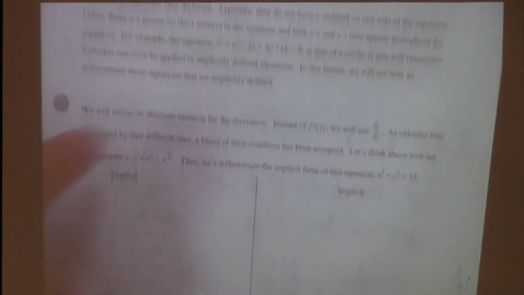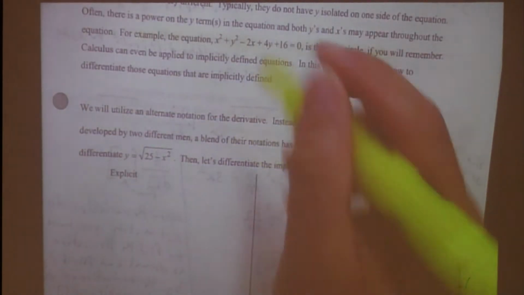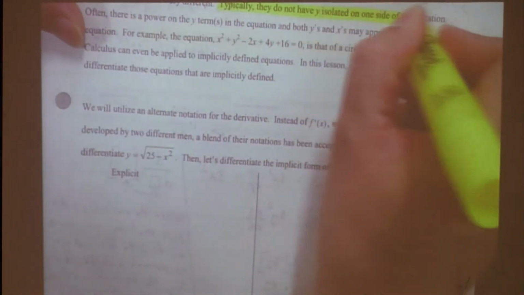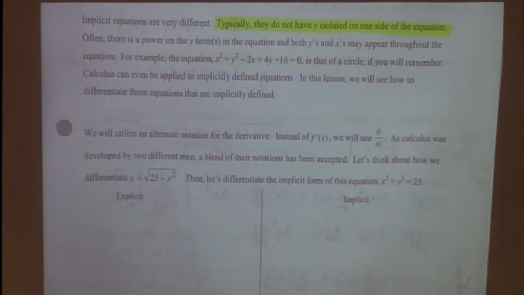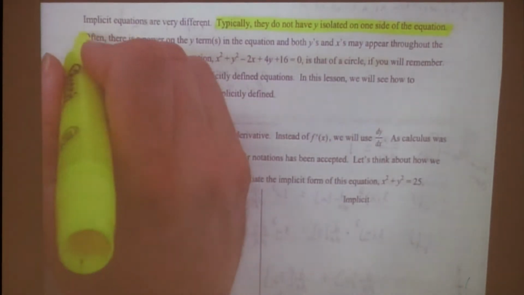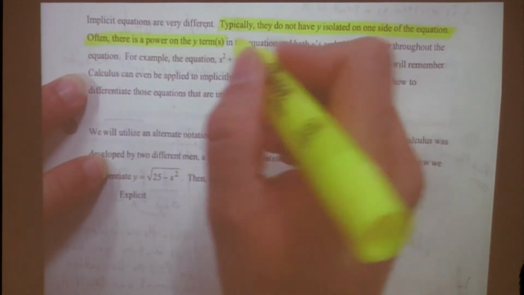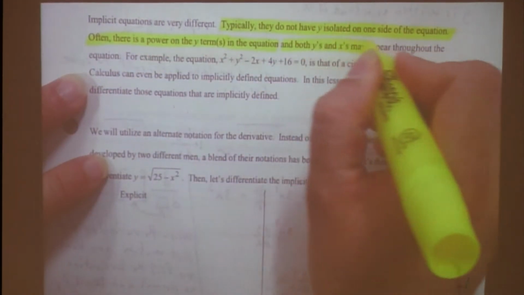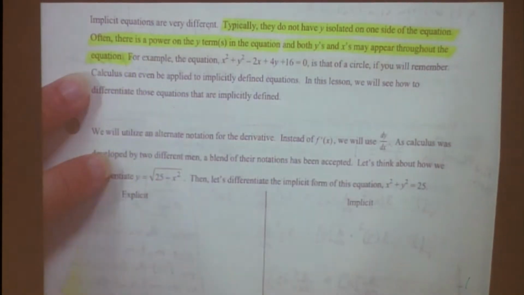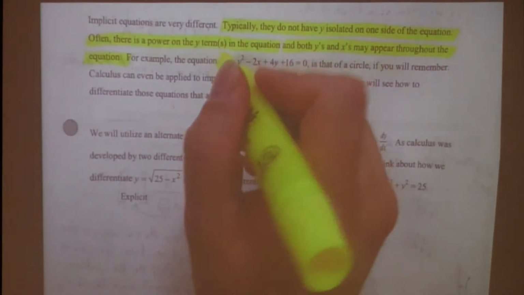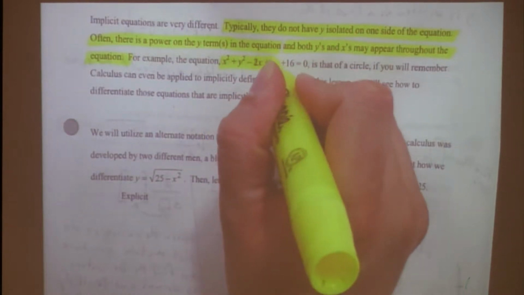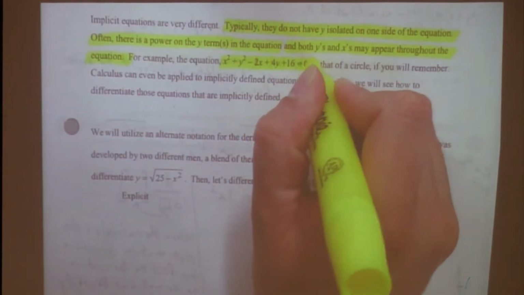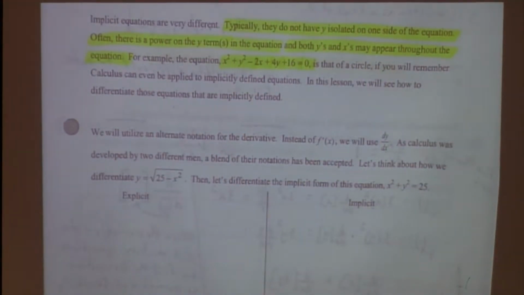Implicit equations are very different, right? Typically, they do not have y isolated on one side of the equation, okay? And often there is a power on the y terms in the equation, and both y's and x's may appear throughout the equation. For example, this guy right here. X squared plus y squared minus 2x plus 4y plus 16 equals 0. Anybody know what that's the equation of? That is the equation of a circle.